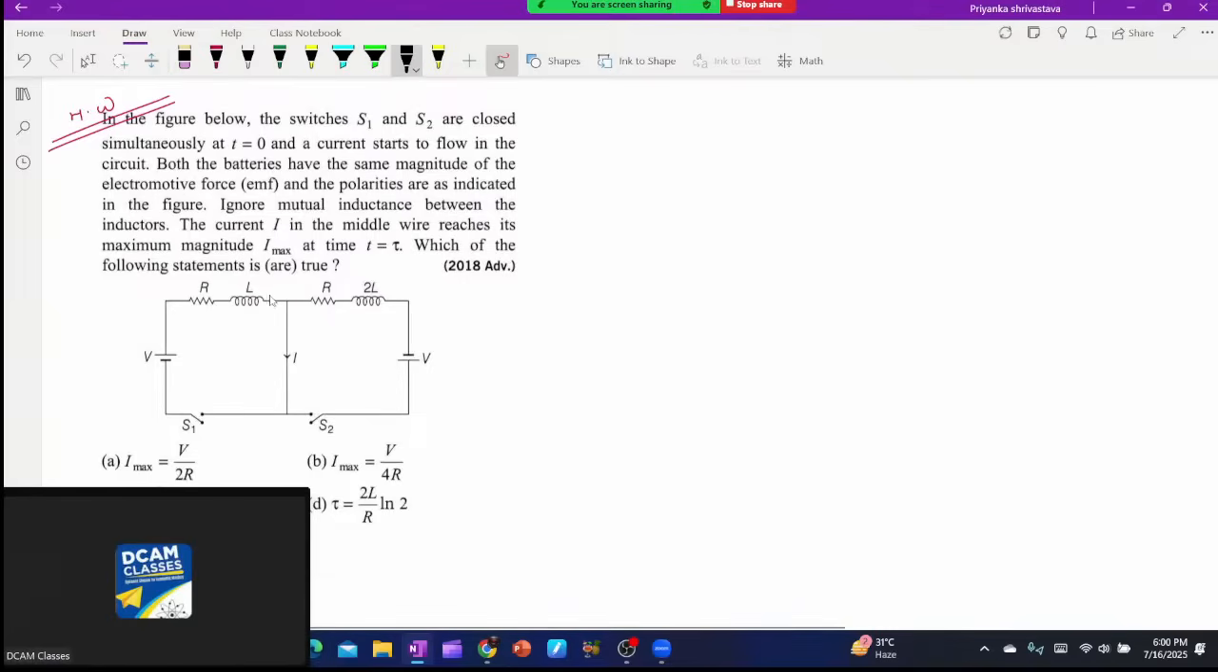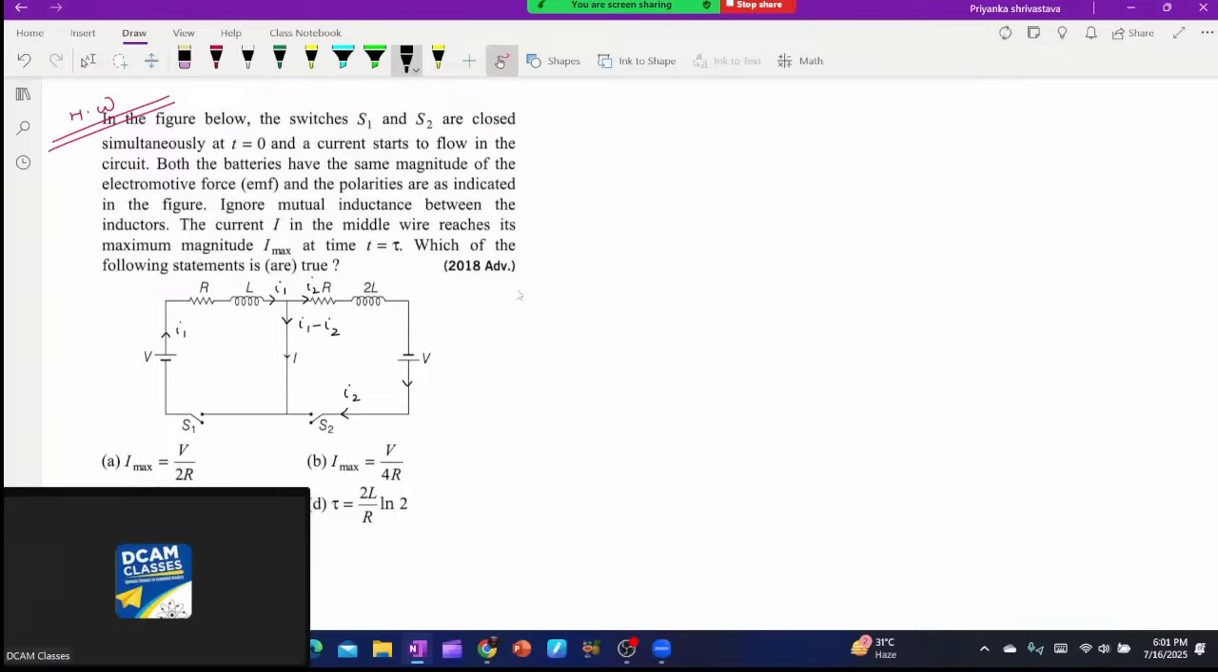Here, how will we apply KVL, and wait, KCL? Current is I1 through this part. And in this one, the current will be like this, I1 minus I2. So then how will I differentiate this current? I will get two equations. Current through this conductor is I1 minus I2.